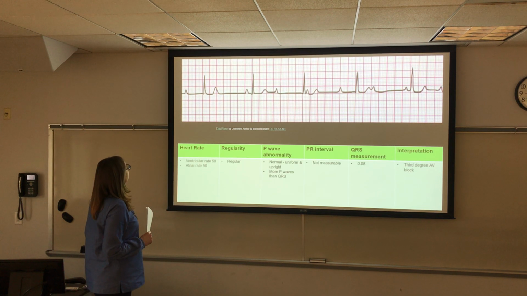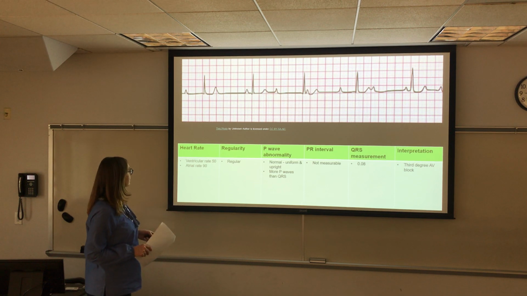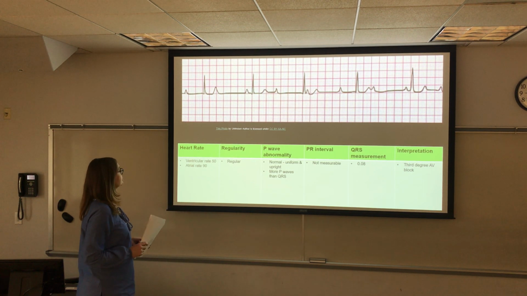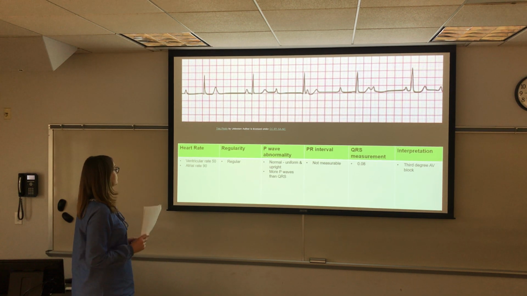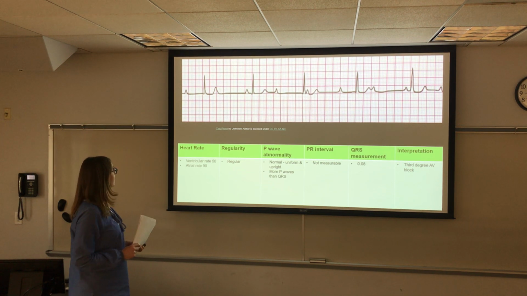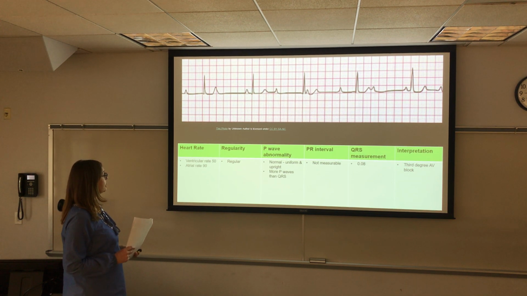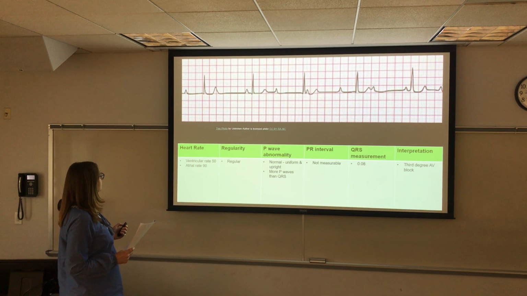There's a ventricular rate of about 50, and the atrial rate is about 90 if you count the P waves. The rhythm does look regular. The P waves are uniform and upright, but there are more P waves than QRS complexes. The PR interval is not measurable. The QRS measurement is 0.08. So we recognize this as third degree heart block because there is no communication between the atria and ventricles.